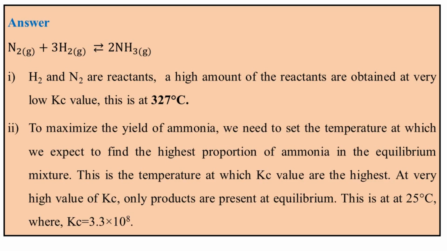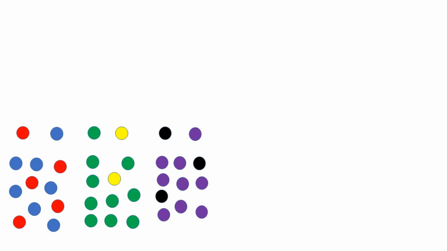Then to maximize the yield of ammonia, we need to set the temperature at which you expect to find the highest proportion of ammonia in the equilibrium mixture. That is the temperature at which the Kc value is the highest, because the highest Kc value will give more product. At a very high value of Kc, only product is present at equilibrium. If we check in the question, this is at 25 degrees Celsius, where you have 3.3 times 10 to the power 8. That is the high value of Kc. That means the temperature that we will set for our reactor will be 25 degrees Celsius.